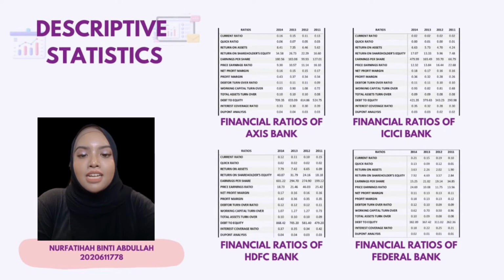Lastly, after conducting a comprehensive financial ratio analysis of these four banks, Federal Bank has the best price-earning ratio among these banks, and therefore, it is inferred that Federal Bank is the most financially stable in comparison to the others.